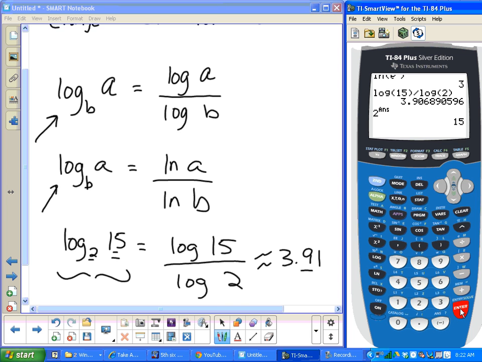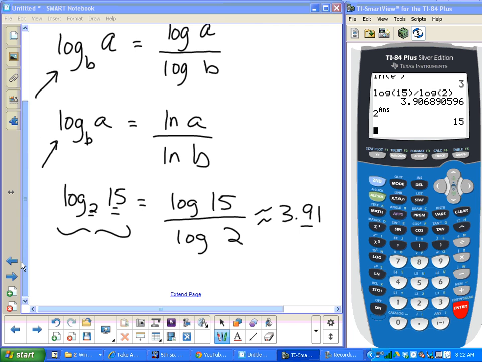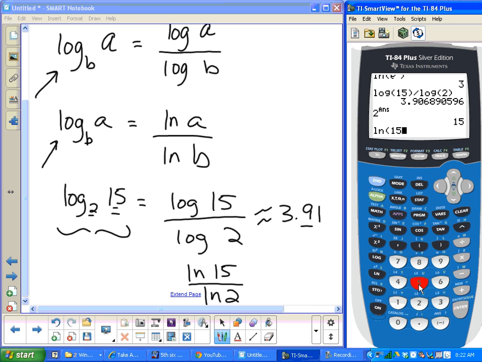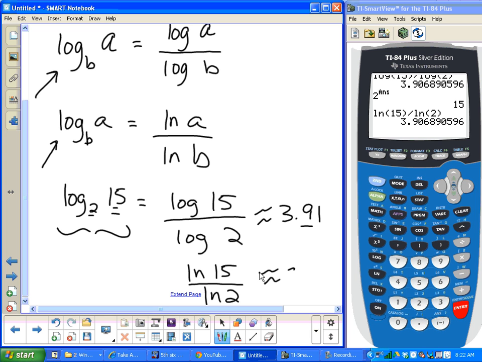Now again, we could have done this with natural logs just as easily. So we could say this again would be the natural log of 15 divided by the natural log of 2. Let's see if the calculator gives me the same result here. It should. And we also get about 3.91.